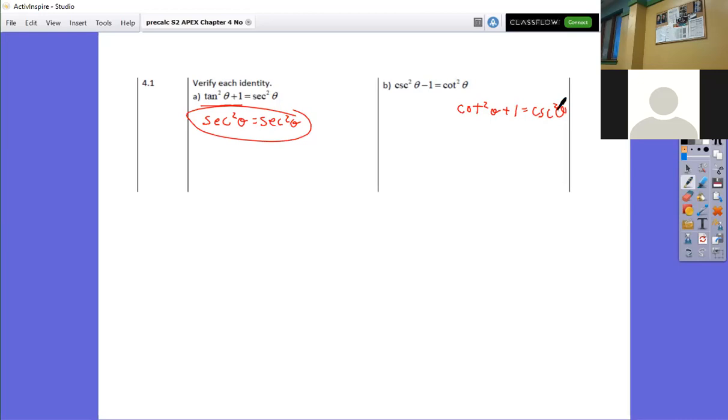So we need both sides to match. So if I'm rearranging this Pythagorean identity, what do I want to get by itself so that it matches? Yeah, I need to move the 1. So minus 1, minus 1. So if I do cotangent squared theta equals cosecant squared theta minus 1, oh, look, that's what I have there, isn't it?